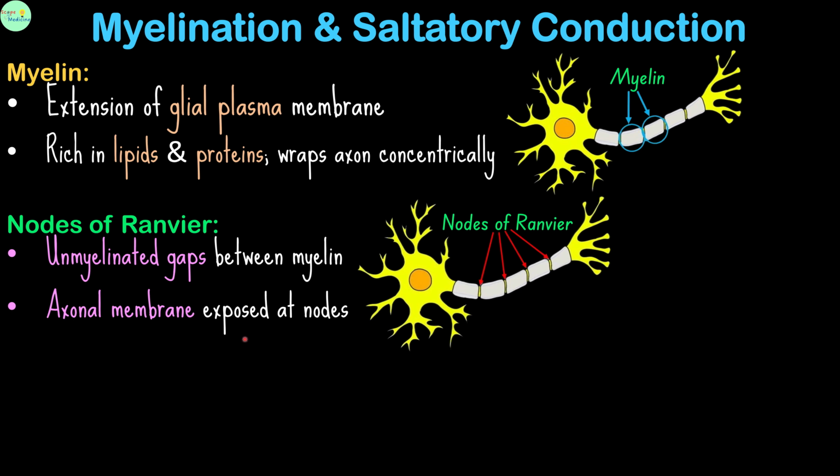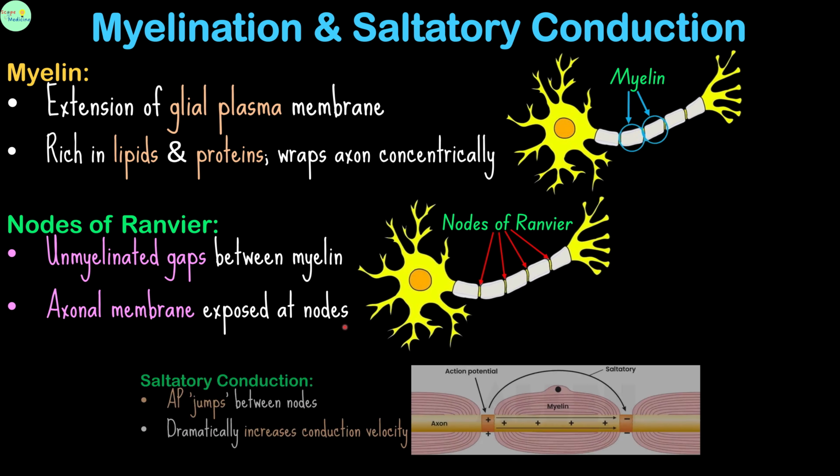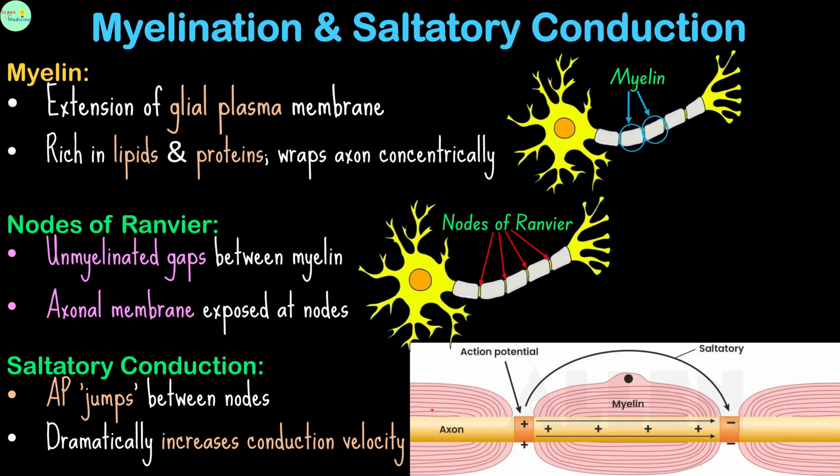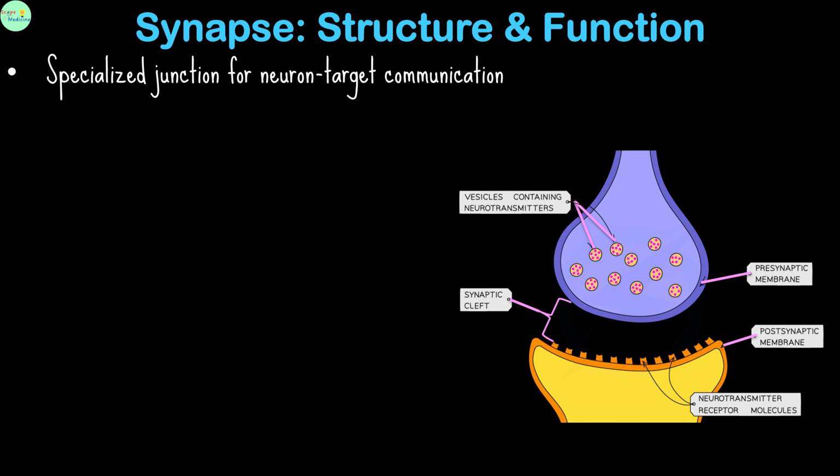At these nodes, the axonal membrane is exposed and densely packed with voltage-gated sodium channels. This anatomical arrangement enables saltatory conduction, where the action potential does not travel continuously along the axon, but instead leaps rapidly from one node of Ranvier to the next. This mechanism conserves energy for the neuron and increases conduction velocity up to 100-fold compared to unmyelinated fibers of the same diameter. Communication between neurons occurs at highly specialized junctions called synapses.